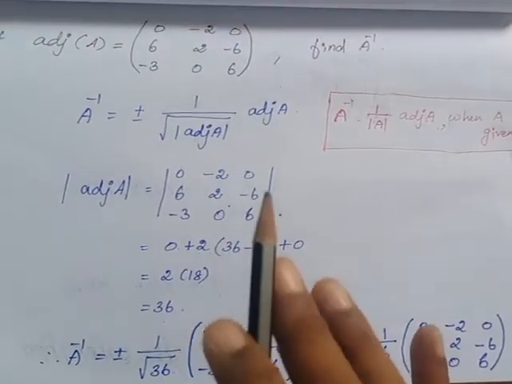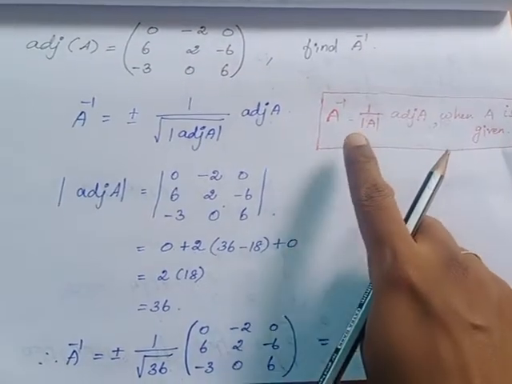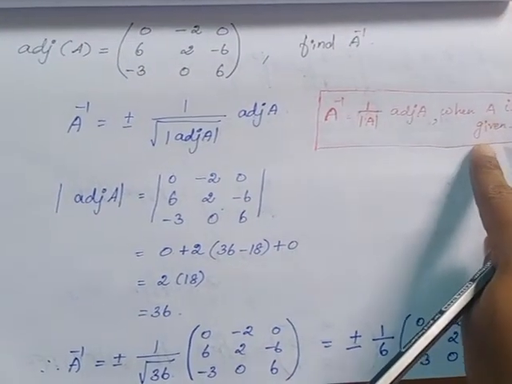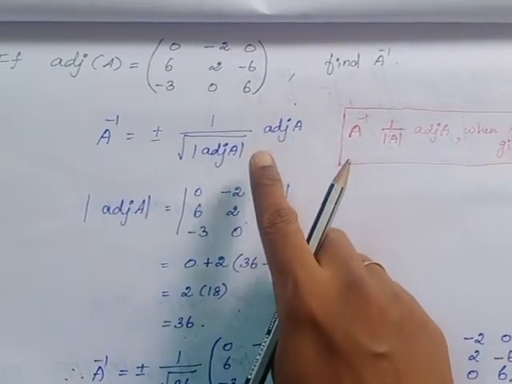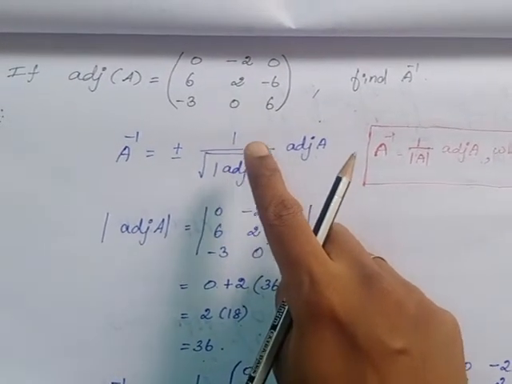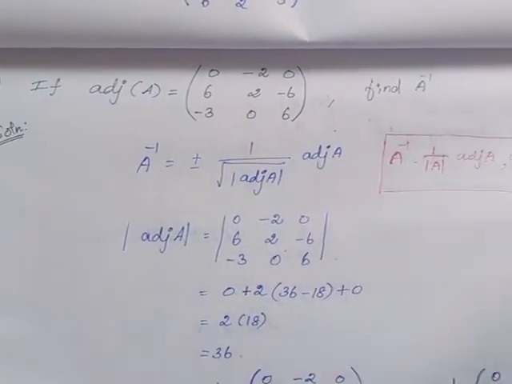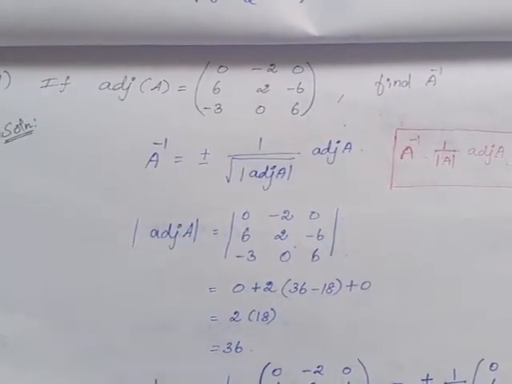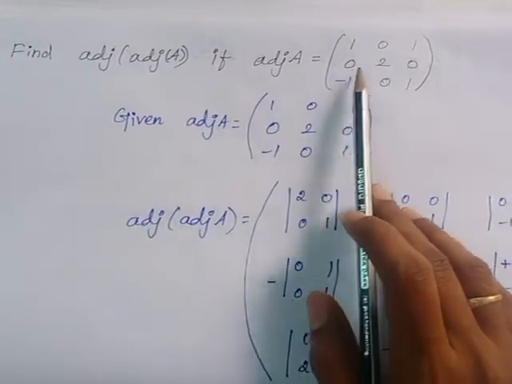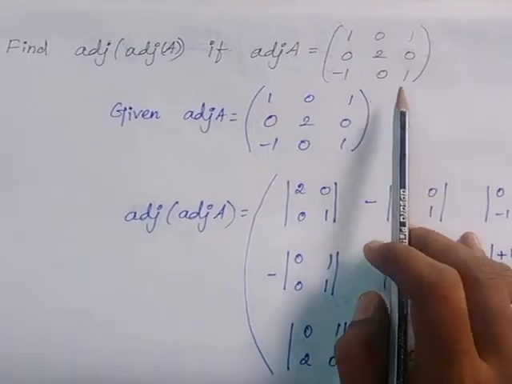In this problem, keep it in your mind: to find A inverse, use this formula when A is given. Suppose adjoint A is given, then you should use A inverse equal to plus or minus 1 divided by root of determinant of adjoint A into adjoint A. The next problem is: find adjoint of adjoint A if adjoint A equal to [1, 0, 1; 0, 2, 0; -1, 0, 1].